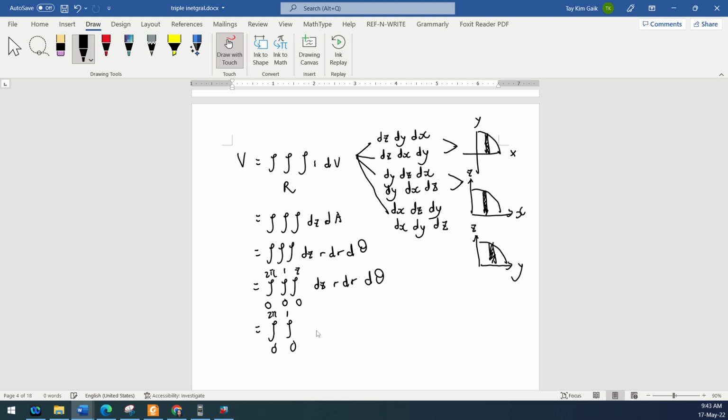So you integrate 1 with respect to z, you have z. This is 2, z from 0 to 2. Then r dr d theta. Put in the limit for z.